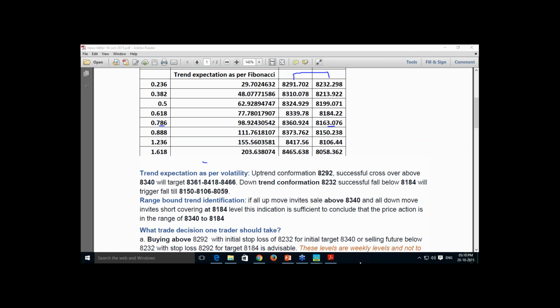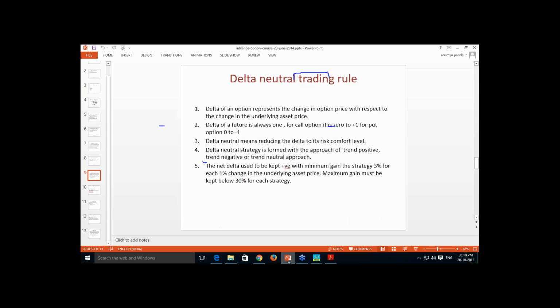Similarly, you have many other processes. You can utilize Elliott's principle, you can utilize Gann's principle. Based on that investigation, you have to find out, for the instrument you are choosing for trading or for forming a delta neutral strategy, whether it is in an upward trend, a downward trend, or a range bound trend. So you get that first-hand information. Once you get this information, that your instrument is in an upward trend, a downward trend or a range bound trend, the next process you have to follow is to form a delta neutral strategy.